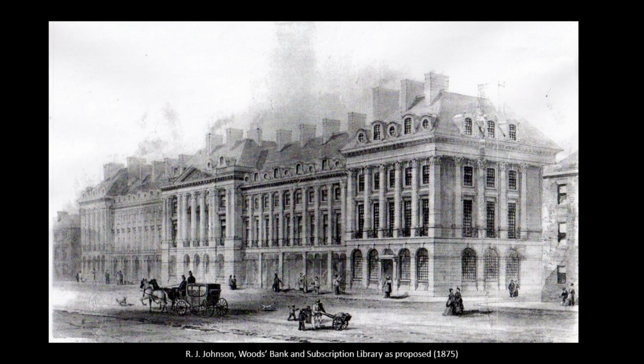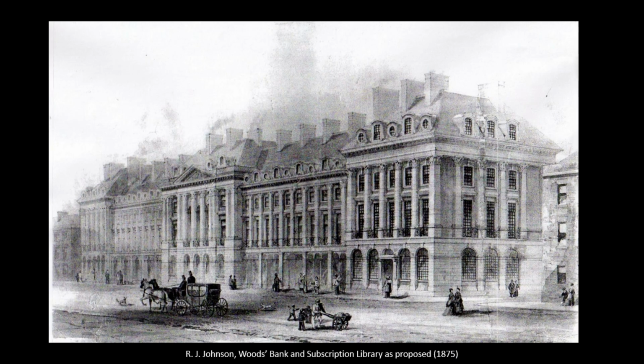In the 1870s, the banking firm of Woods and Co. launched a visionary scheme to build a vast complex of buildings on Fawcett Street. These would include a subscription library, offices and shops, and the banking firm itself would have occupied rooms in the northernmost pavilion, which we can see to the right of this image.